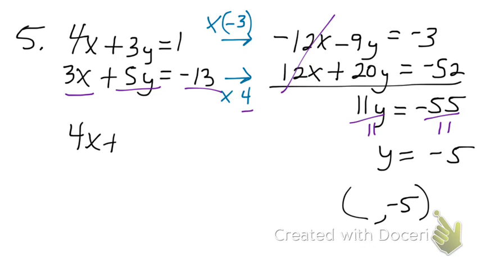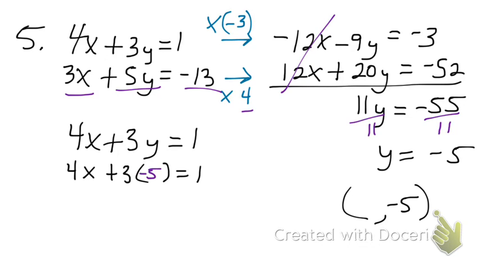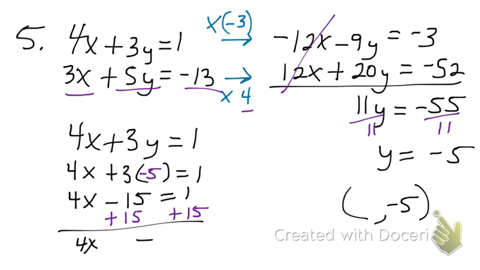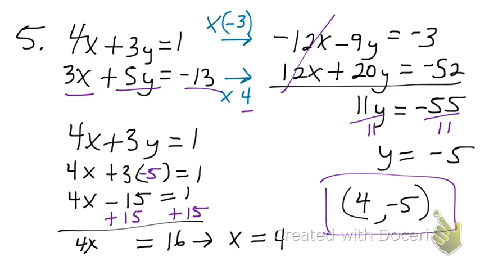Let's go back and use the first equation. We know that y is negative 5. So let's go ahead and solve this equation for x. We get x equals 4. And so our solution is the point (4, -5). Again, I would encourage you to check your answers. Let's move on to number 6.